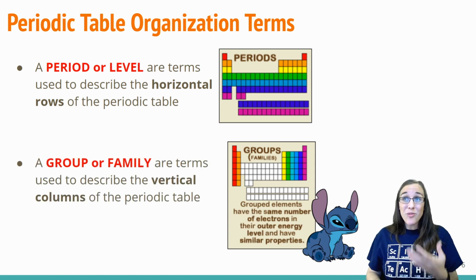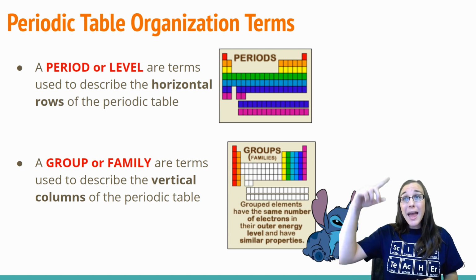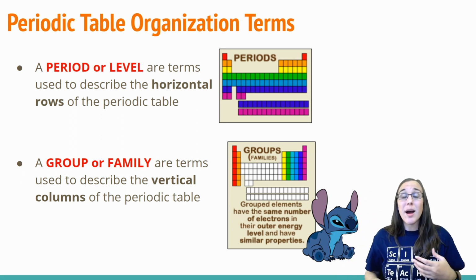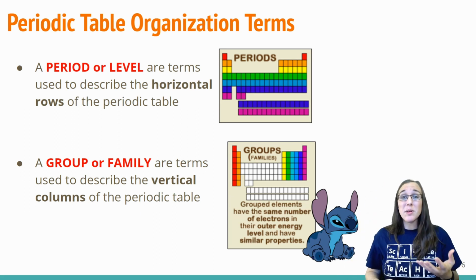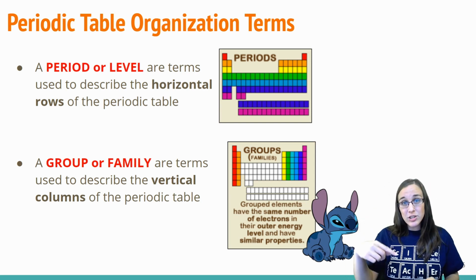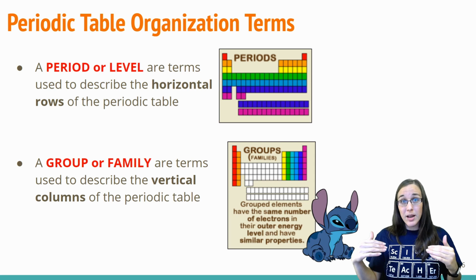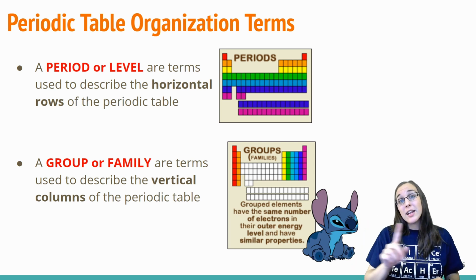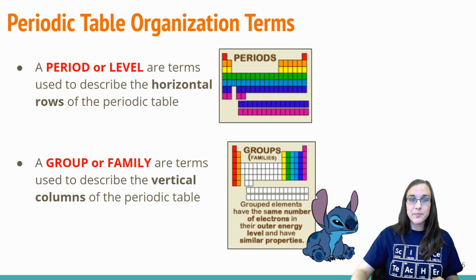A group or family, as Stitch would say, would be going up and down. So vertical columns going up and down. So if I'm talking about a family on the periodic table, you should be thinking that it's a vertical orientation. We're thinking about up and down. If I'm talking about a period or level, I'm talking about orientation left to right or right to left.